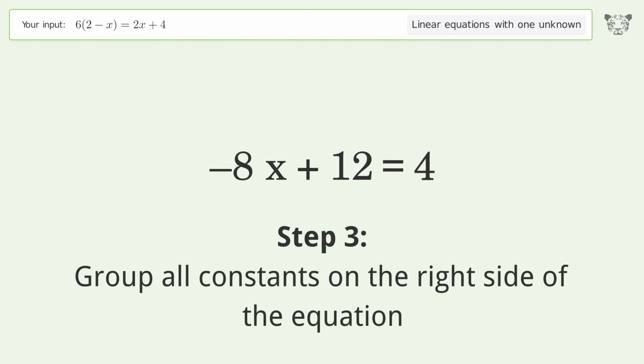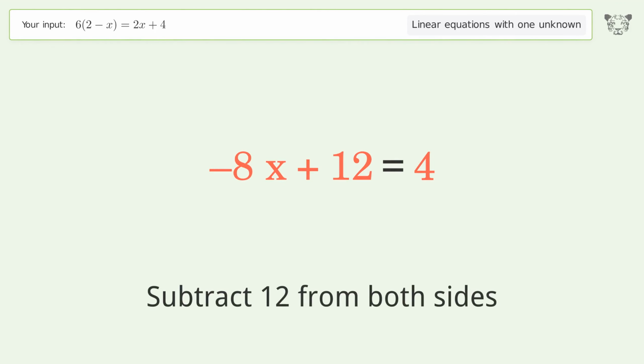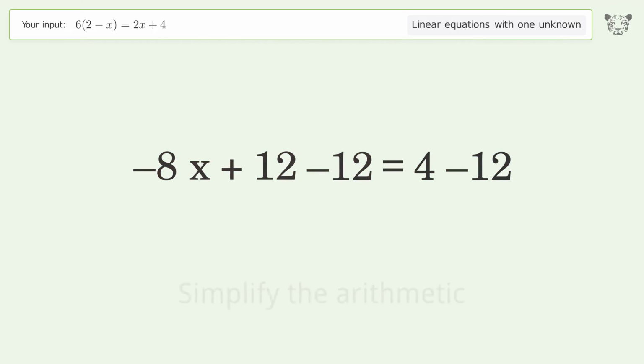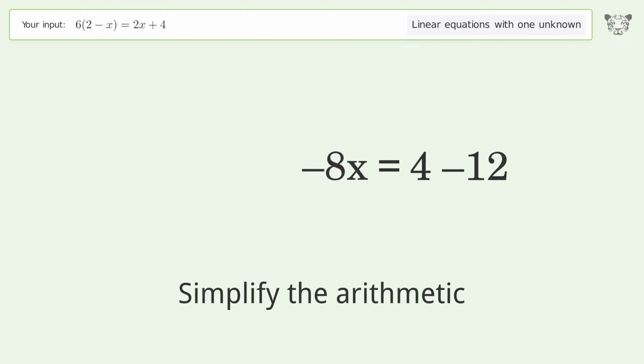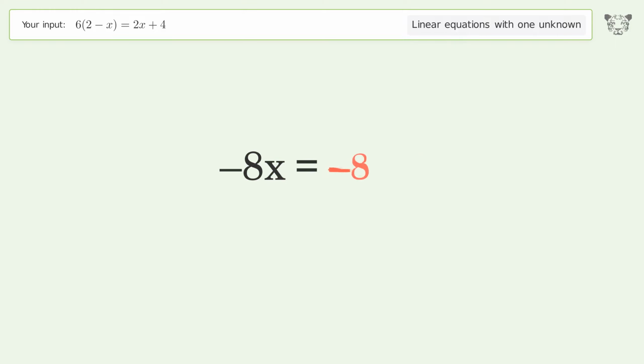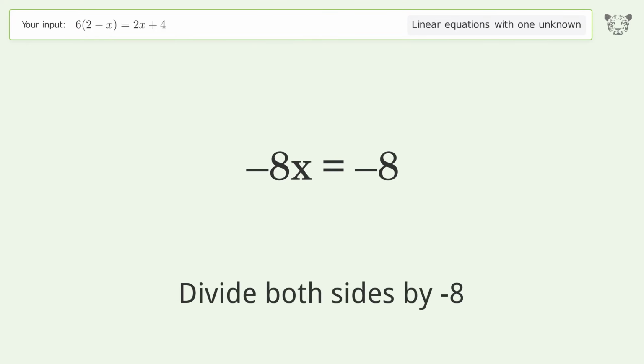Group all constants on the right side of the equation. Subtract 12 from both sides. Simplify the arithmetic. Isolate the x. Divide both sides by -8.